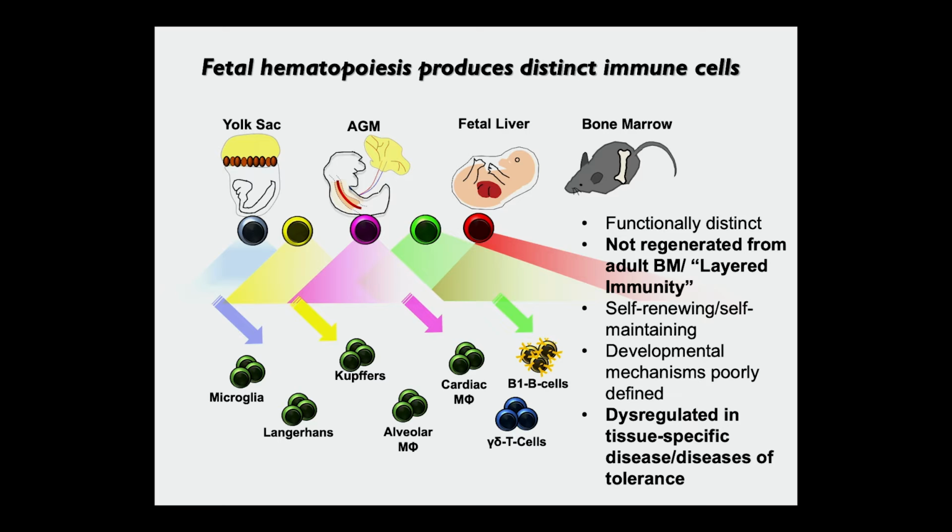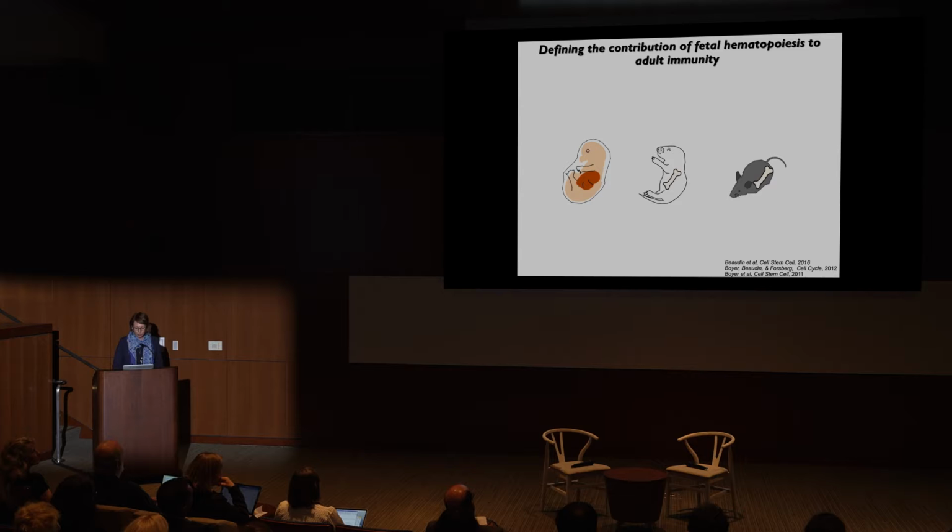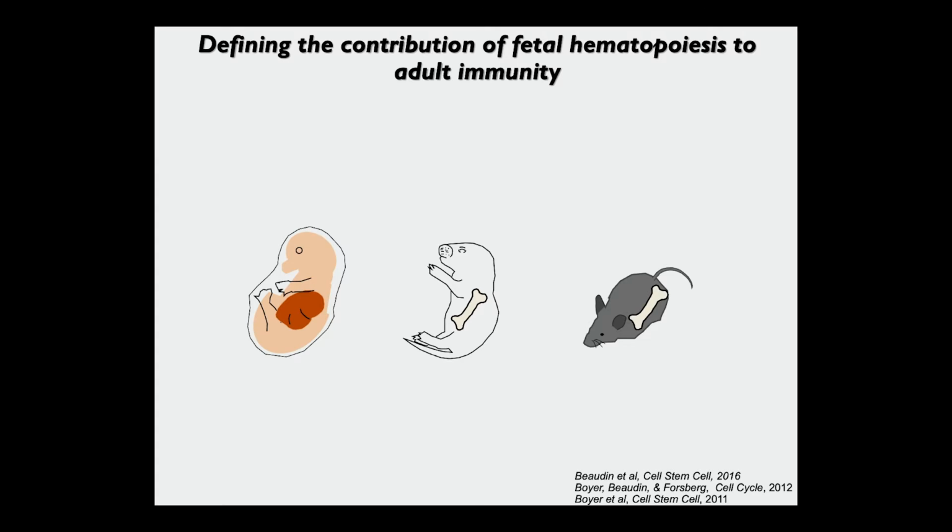And finally, what I'll be focusing on for the purpose of this talk is that many of these cells are increasingly dysregulated, both in tissue-specific diseases because they regulate tissue homeostasis, and also in diseases of tolerance in the case of innate-like lymphocytes. So this work really started based on a discovery I made in Camilla Forsberg's lab as a postdoc, where I was interested in defining the contribution of fetal hematopoiesis to adult immunity.